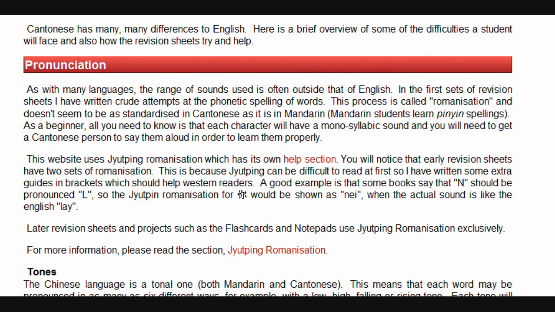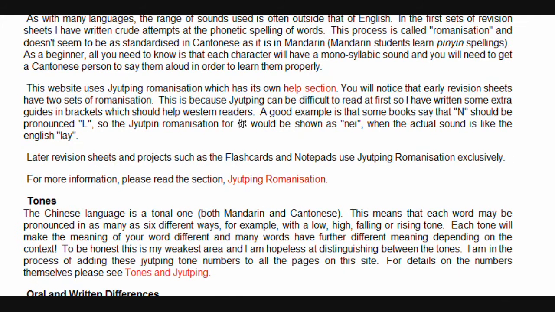You will notice that early revision sheets have two sets of romanization. This is because Yutping can be difficult to read at first, so I have written some extra guides in brackets which should help Western readers. A good example is that some books say that N should be pronounced L, so the Yutping romanization for that would be shown as nay, when the actual sound is like the English lay. Later revision sheets and projects such as the flashcards and notepads use Yutping romanization exclusively. For more information, please read this section.